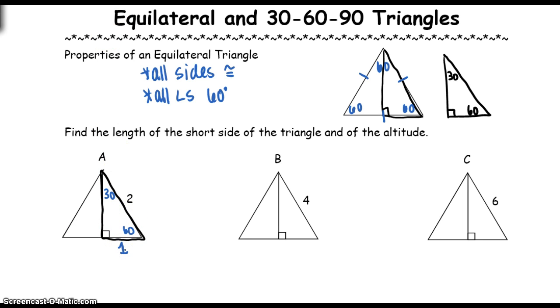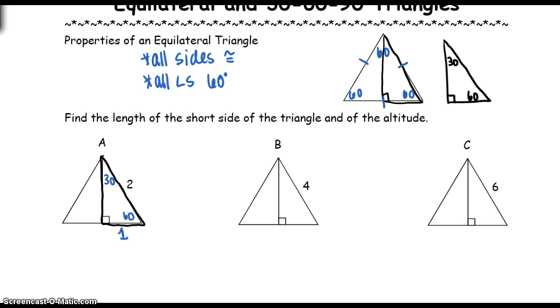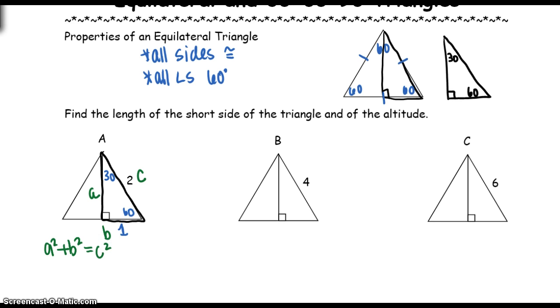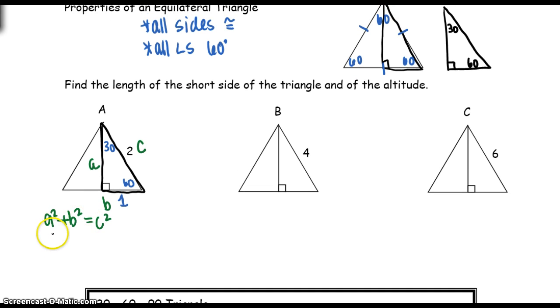Okay? So now we can use the Pythagorean theorem to find this other part of the triangle. So remember, this will need to be labeled as C, and then you can just call these A and B. So if A squared plus B squared equals C squared, we're going to substitute in our values. So we have A squared plus 1 squared equals 2 squared. 1 squared is 1, 2 squared is 4. So A squared plus 1 equals 4. And then if we do 4 minus 1, we have 3.